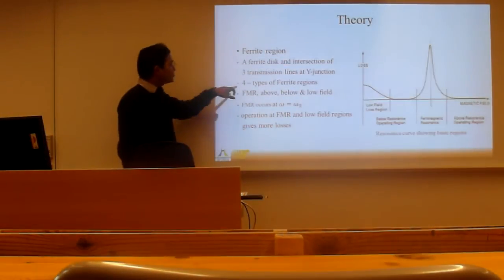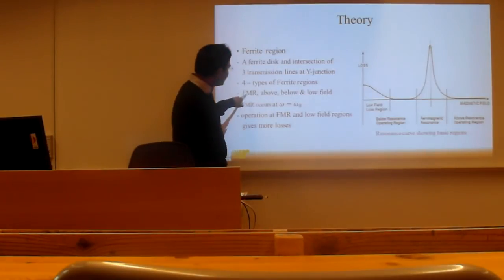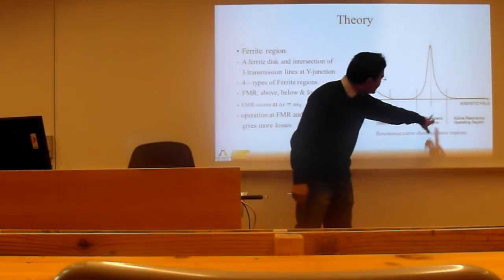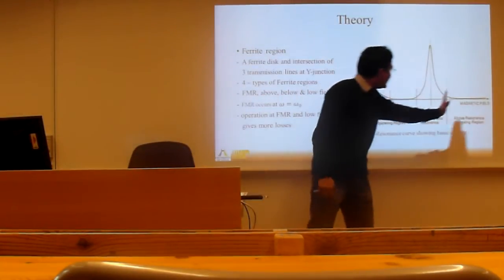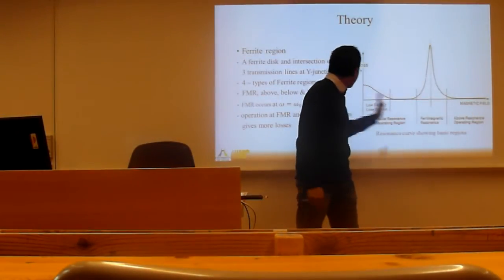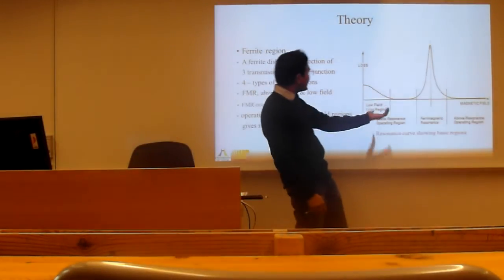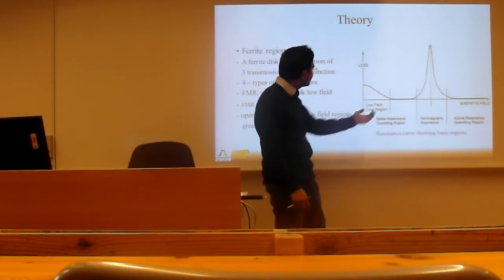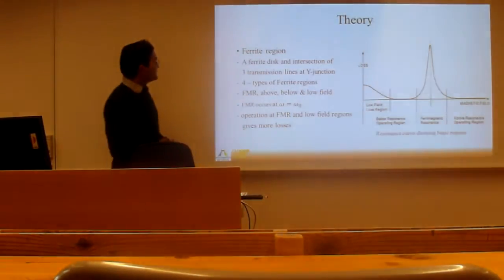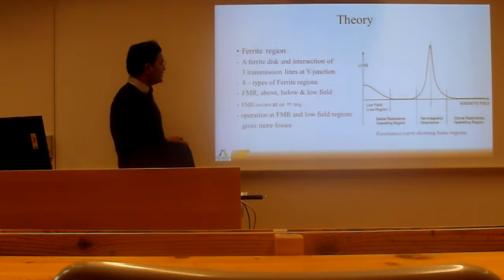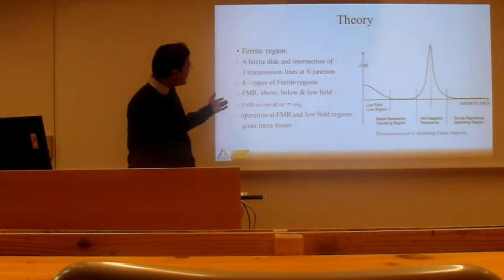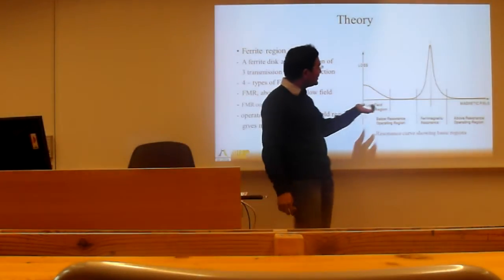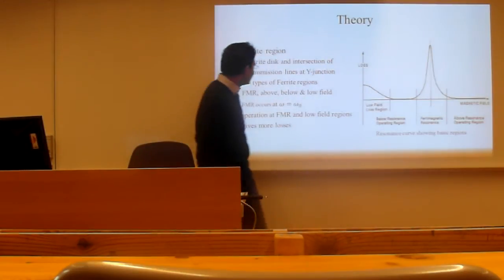There are basically four types of ferrite regions. The first one is FMR, ferromagnetic resonance, that you can see here. The above resonance is the right side and the below resonance is the left side, and the low field loss region is extremely at the left side. These are the four basic types of ferrite regions. I have to choose one of the regions to operate the circulator. So let's check where FMR occurs and when the other modes of operation occur.